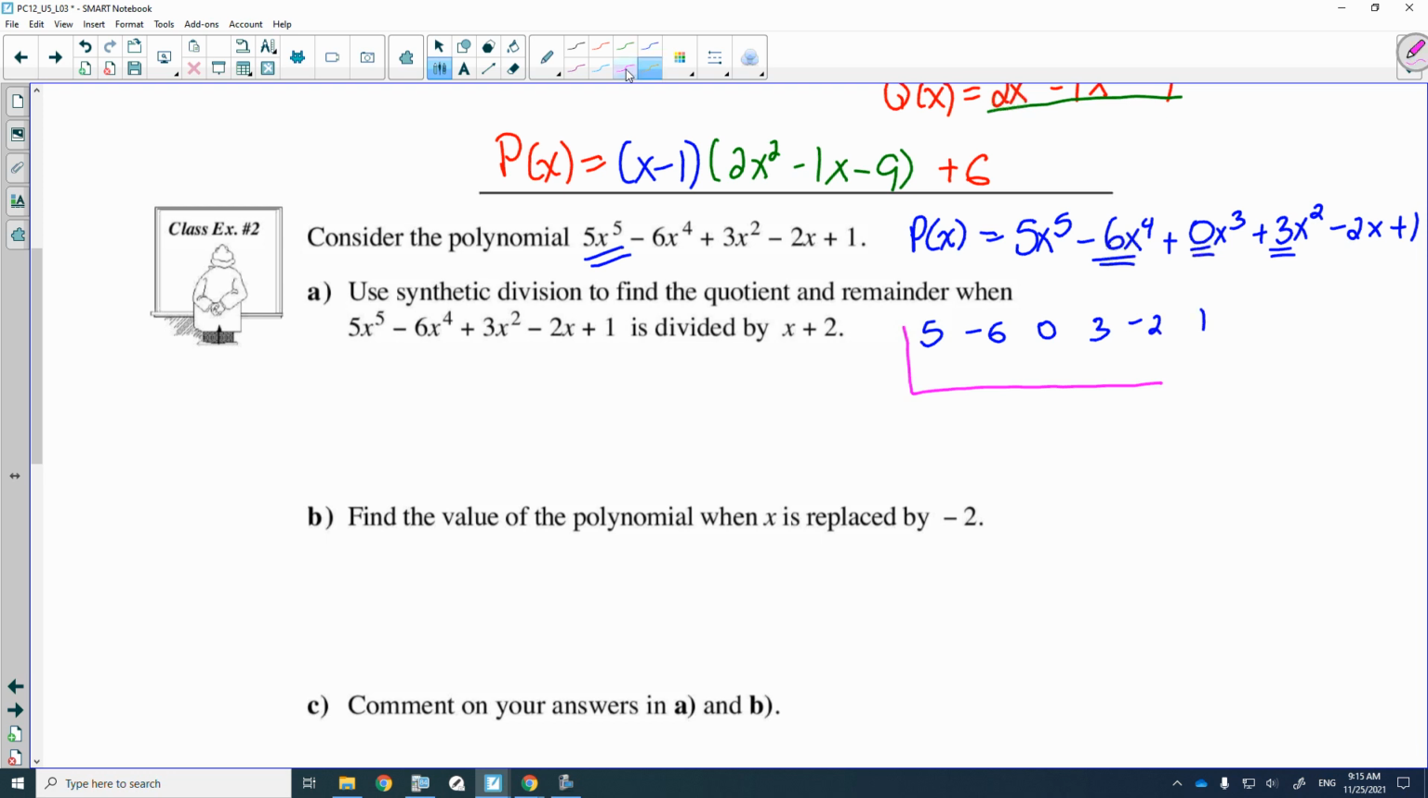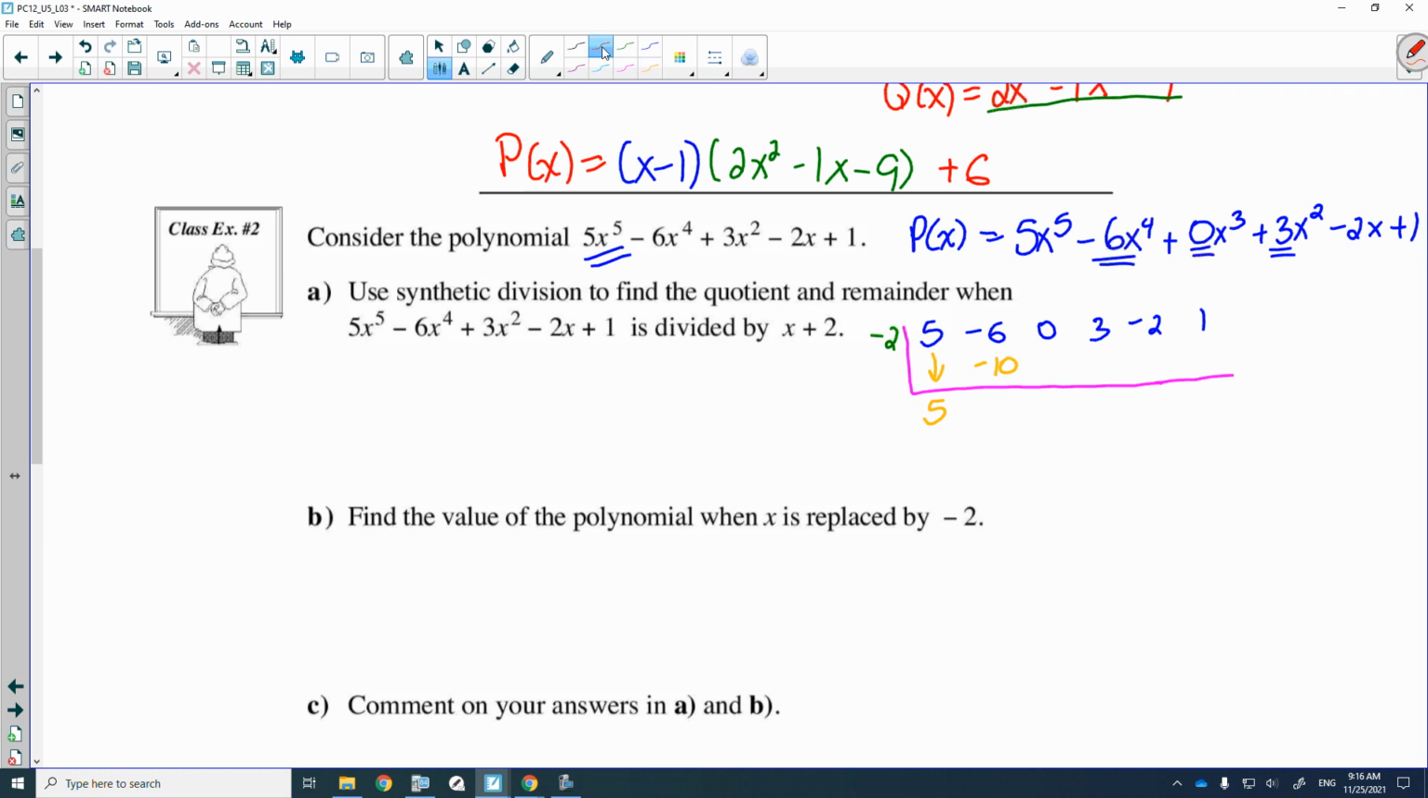okay. The divisor is what we normally put in front. This time in synthetic division, it's the root of the divisor. So x plus 2, what would the root of this divisor be? Negative 2. That is the root of the divisor. Drop your first term and you multiply. 5 times negative 2 is negative 10.